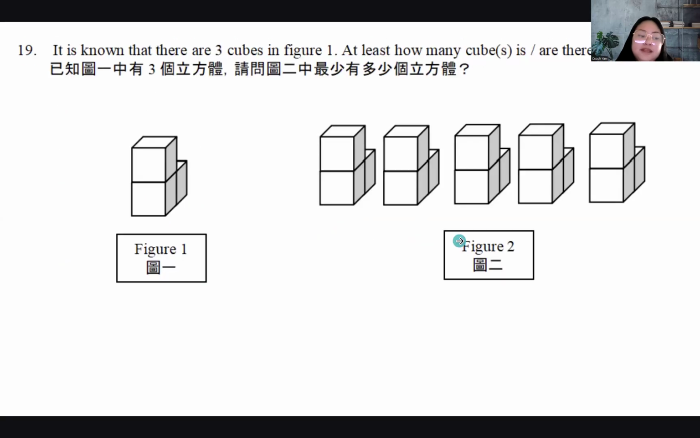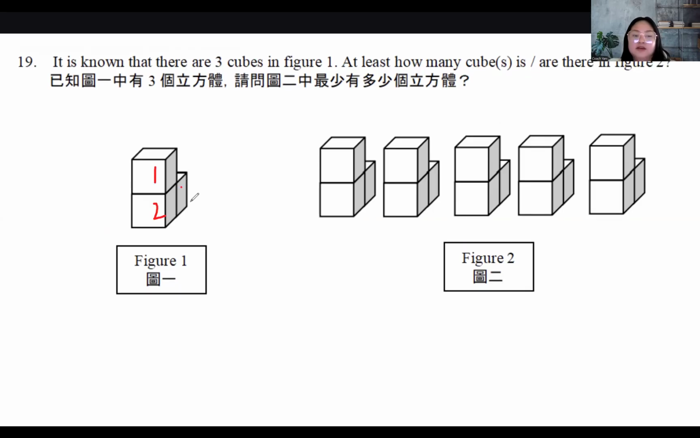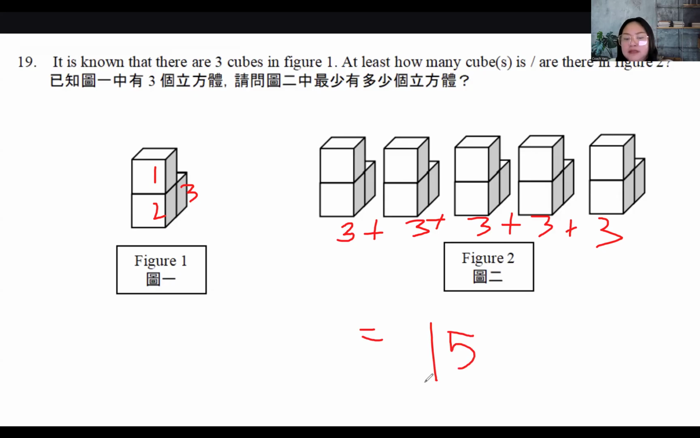All right. Number 19. It is known that there are 3 cubes in figure 1. At least how many cubes are there in figure 2? So, you know that if you count this, you have 1, 2, and 3. So, if you can see, these are all just the same. So, this is 3, this is 3, this is 3, this is 3, and this is 3. If you add them all together, how much is that going to be? Addition, 3 plus 3 plus 3 plus 3 plus 3, 5 times. That gives you a total of 15. Or you can count manually if you want. I prefer this grouping.